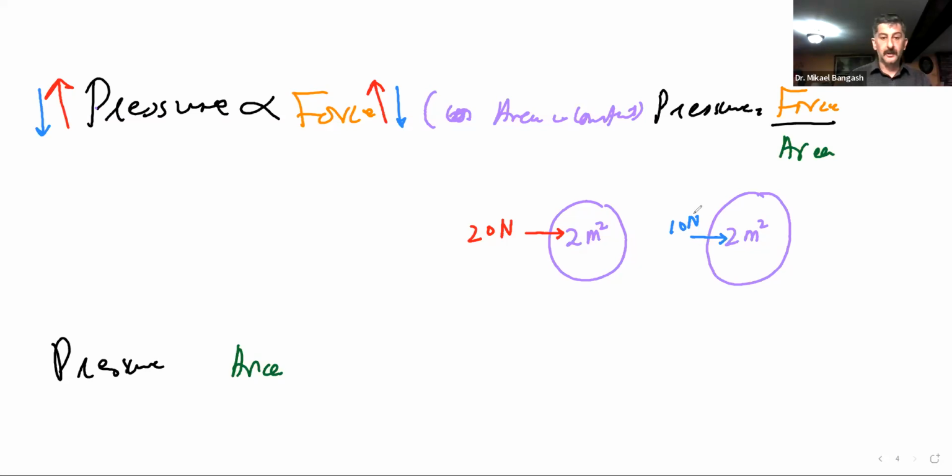What we want to do in these cases is calculate our pressure. Because the pressure is going to be how much force is distributed in this area here and this area here. So for example, this is A, this is B. For A, our formula is going to become 20 newtons divided by the constant area, which is 2 meters squared.